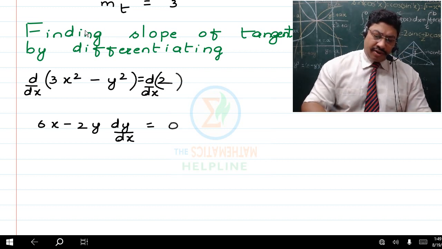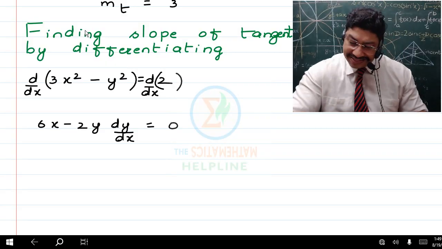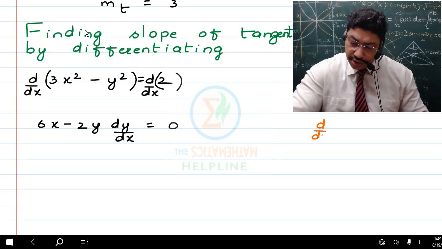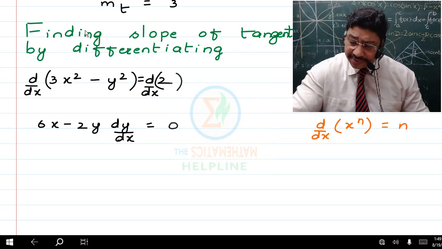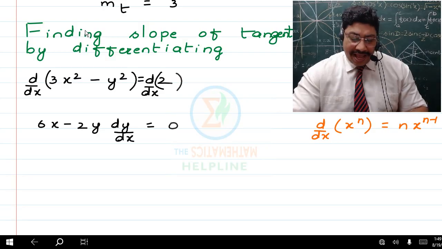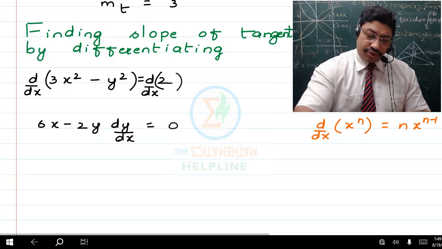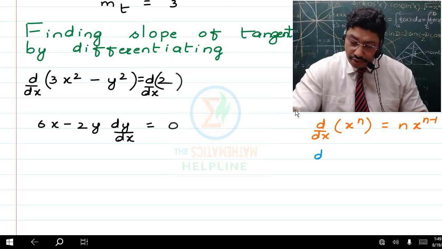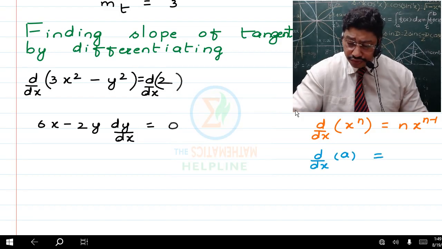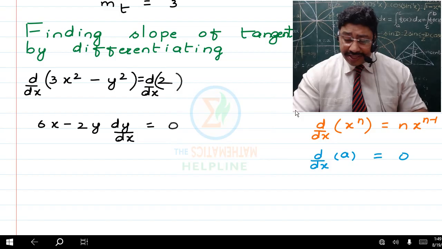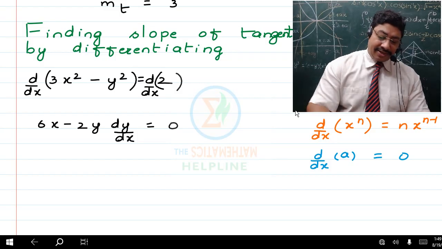So here children, we have just used a simple formula. I'll tell it to you people. If we talk about d upon dx of say some x raised to the power n, then that becomes n times of x raised to the power n minus 1, right? And except that, we also have used another rule, that is, if we talk about d upon dx of any constant a, it can be 4, 3, minus 143, so that is 0, right? So this is the second rule that we've used.